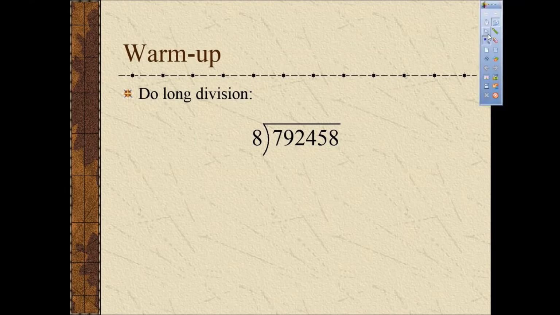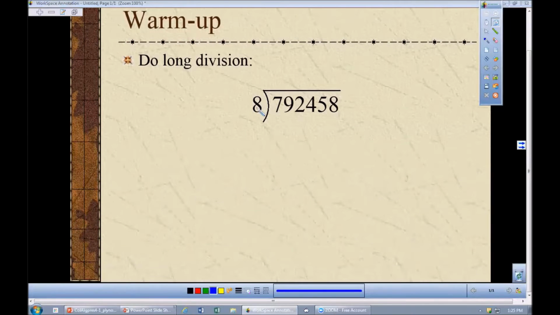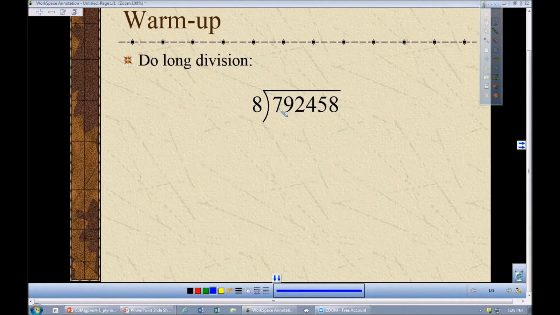I'll see if I can remember how to work long division. Boy, it's been so long. I seem to remember I have to take the 8 and see if it will go into the 7. Well, 8 doesn't go into 7, so I'm not going to put anything up above the 7. But now I'll look and see, does 8 go into 79? Let's see, 8 goes into 79 9 times. I'm going to put a 9 up above that 9.